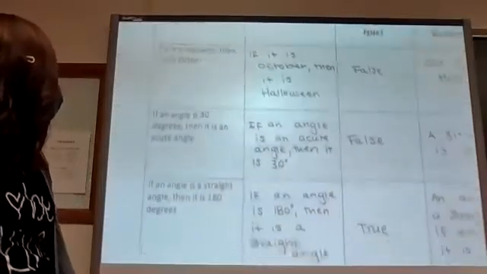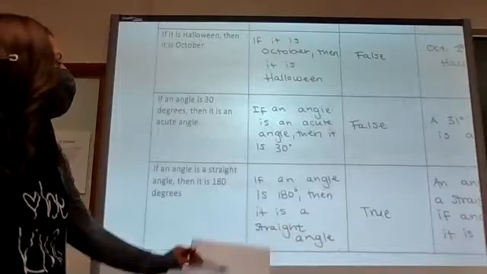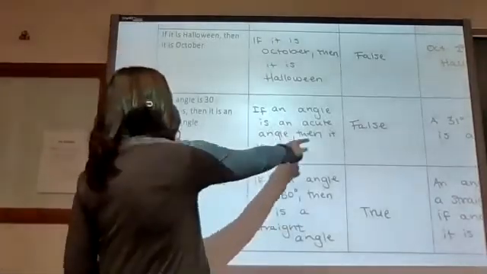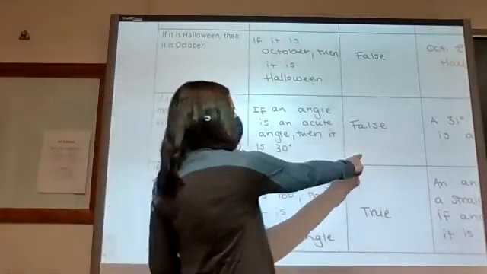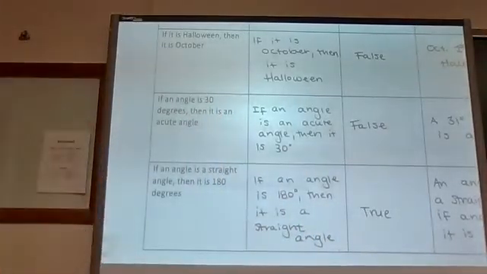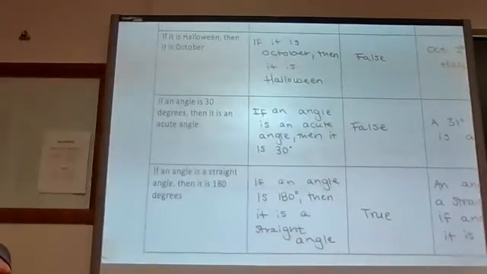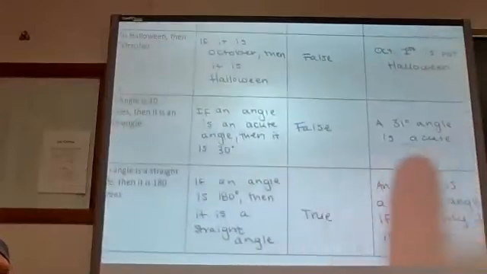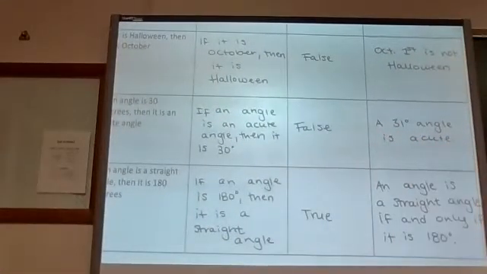Our next statement, if an angle is 30 degrees, then it's an acute angle. If I flip it, it reads, if an angle is an acute angle, then it's 30 degrees. That's false written that way because there's many other acute angles that aren't 30 degrees. So just saying it's an acute angle doesn't mean it's 30 degrees. It means it's less than 90. Now, that can't be my counterexample. My counterexample can't be any angle less than 90 degrees is acute. My counterexample has to be a specific example. So a 31-degree angle is acute. There's my counterexample.